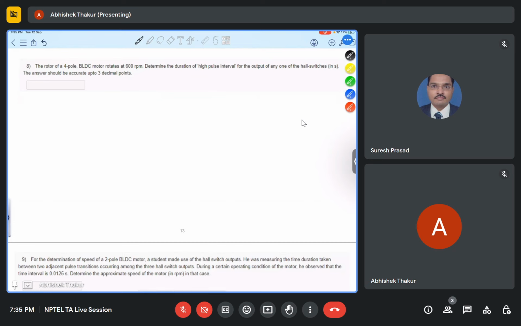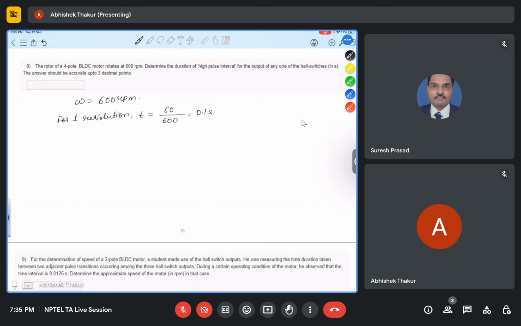The rotor of a four-pole brushless DC motor rotates at 600 rotations per minute. Determine the duration of the high pulse interval for the output of any of the Hall switches. So we have to determine the high pulse interval for the output of any one of the Hall switches. The speed of the motor omega is given as 600 rotations per minute. Therefore, the time taken for 1 revolution is 60 seconds divided by 600, so this will be 0.1 second.